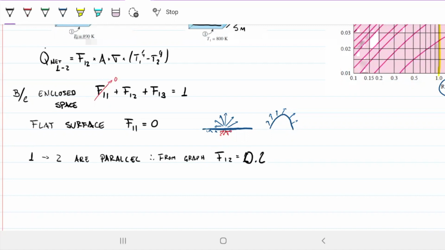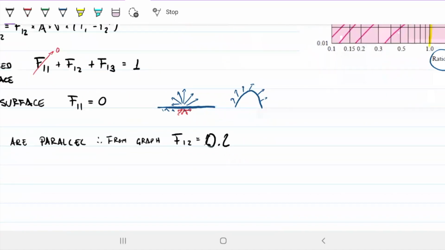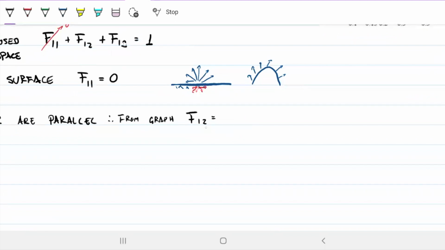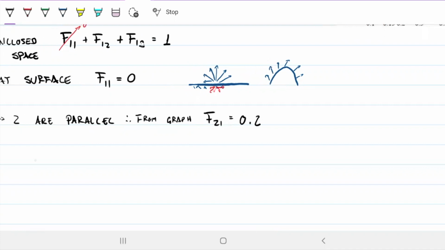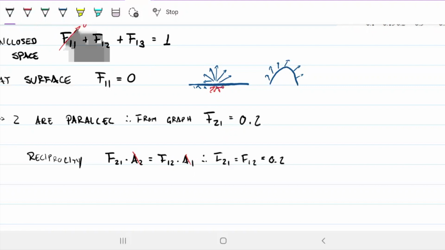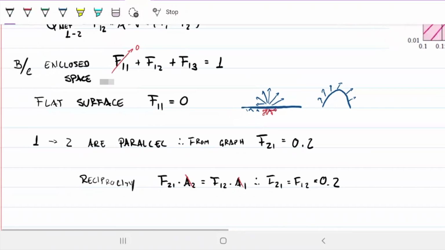If you guys want to be really, really technical about this, what we actually should do is, what we just found was F21. F21 is 0.2. And then we can use reciprocity. And we'll say that F21 times the area of 2 has to be equal to F12 times the area of 1. But in this case, it turns out that 1 and 2 are the same. So that means that, therefore, F21 equals F12, and they're both 0.2. So they see each other the same way because they have the same area. All right, and then we know that we can apply this guy now.